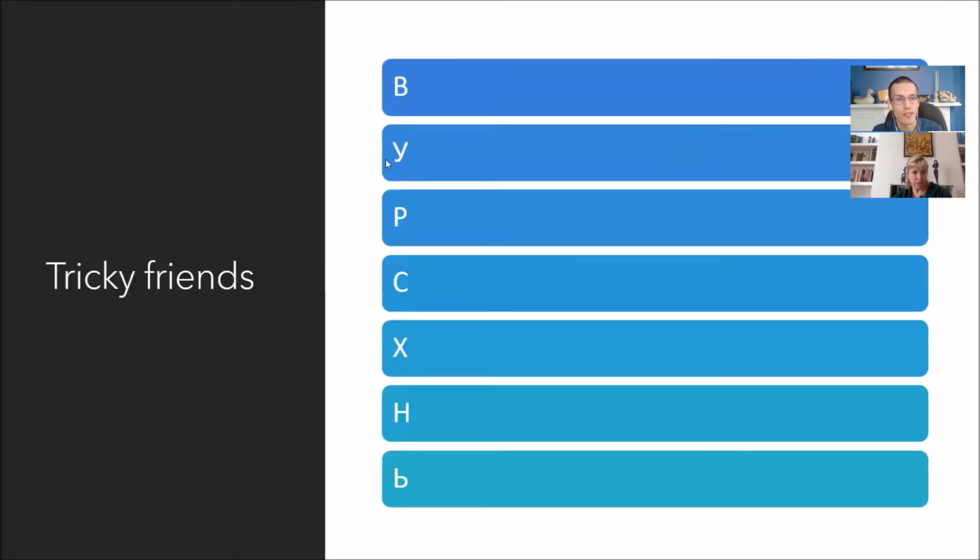So, tricky friends. They are called tricky friends because you might think that you know them, but you don't. So these are the letters that exist in English and Latin alphabet, but they make different sounds in English than in Ukrainian. So, for example, this is letter B, which makes sound V. So it's not B, it's V.